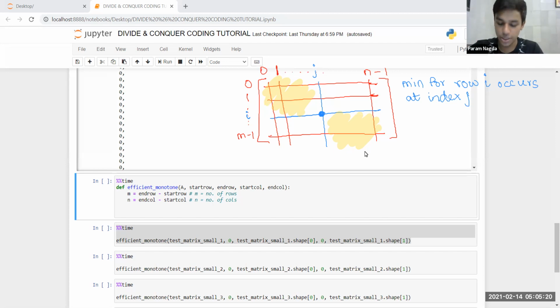We're going to do that by coming up with a divide and conquer approach to solve this problem of monotone matrices. And we're going to use the special properties of monotone matrices to achieve that, right? Okay, so let's get right to it.